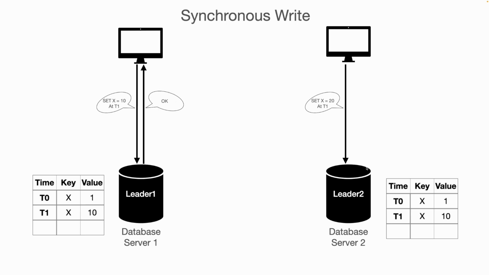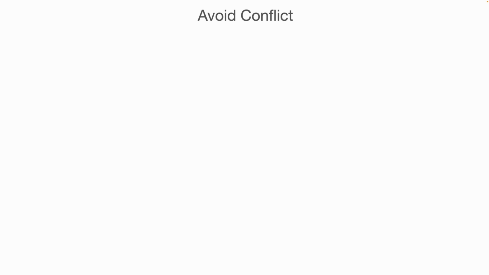Now what happened to the other request? Leader 1 already changed the value of x, so we need to send a failure to the client. This client needs to retry again for the new value of x. But the problem with the synchronous write here is that it works like a single leader architecture. So we cannot get the advantage of a multi-leader architecture if we are using synchronous write or locking the entries.